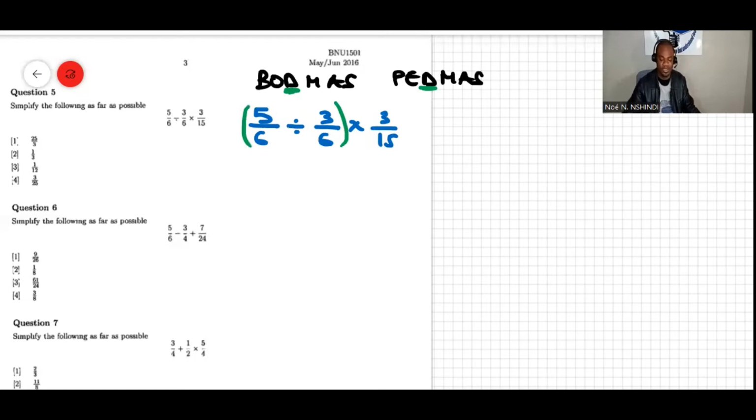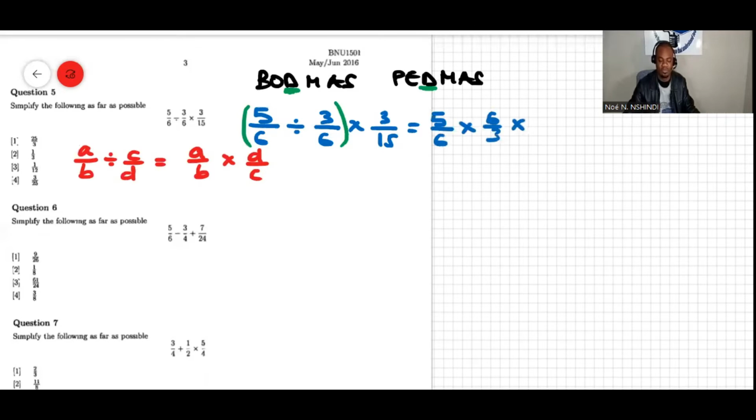Now, there is a rule that says when you divide fractions, I'm going to write the rule here. If you have a over b divided by c over d, this is equal to a over b multiplied by d over c. Then we're going to apply that rule over here. So it's going to be 5 over 6 multiplied by 6 over 3, and then multiplied by 3 over 15.